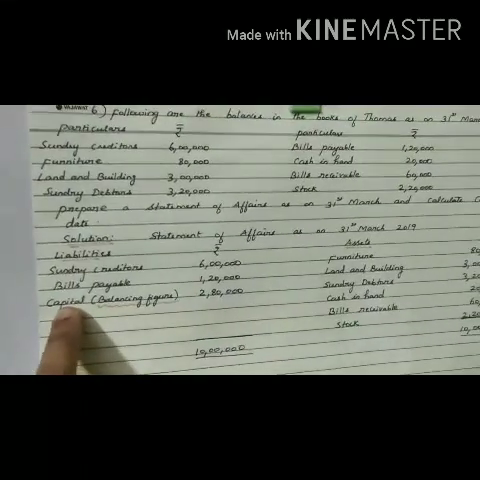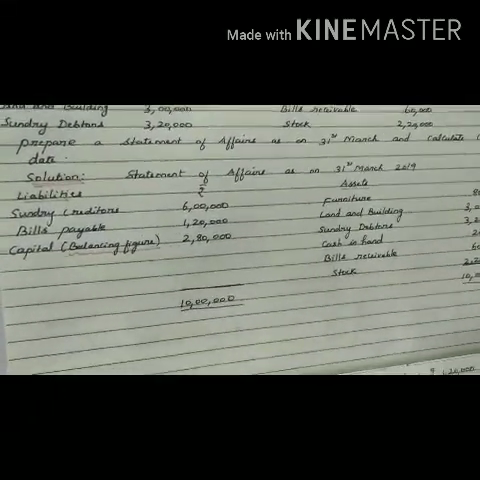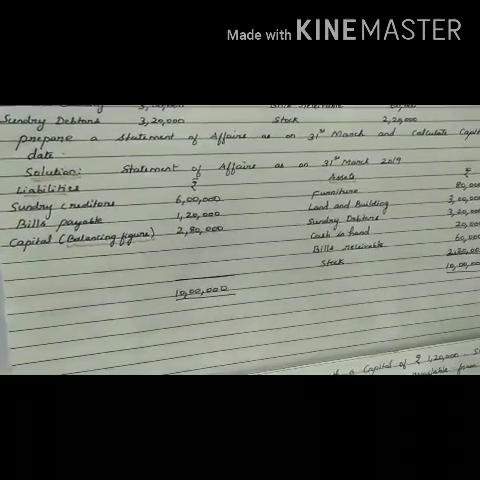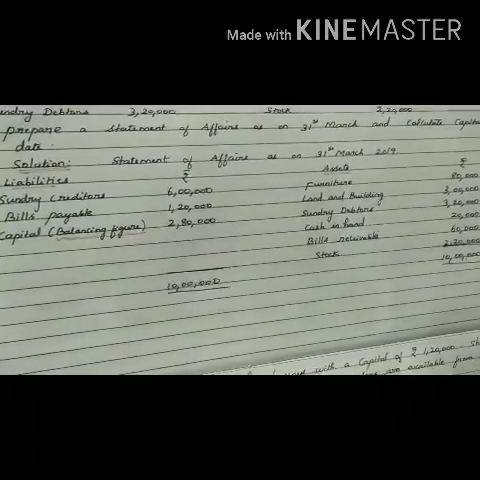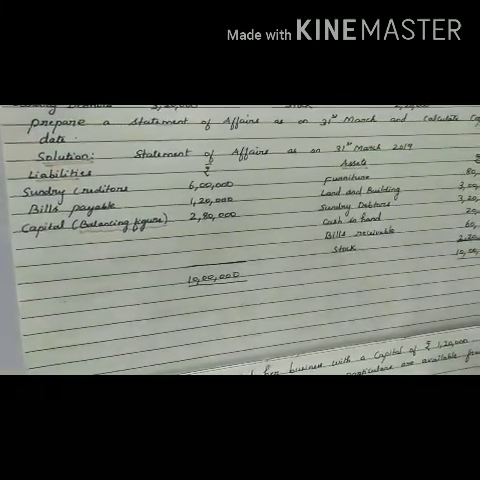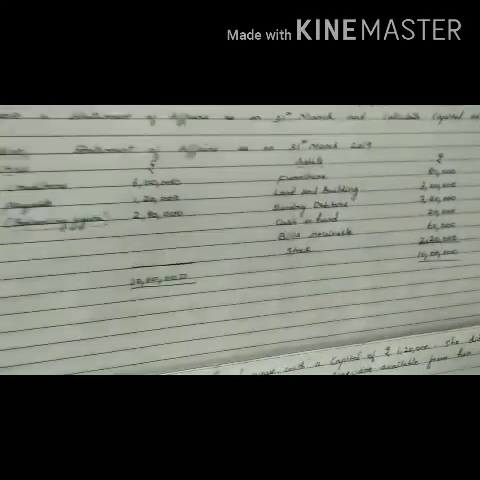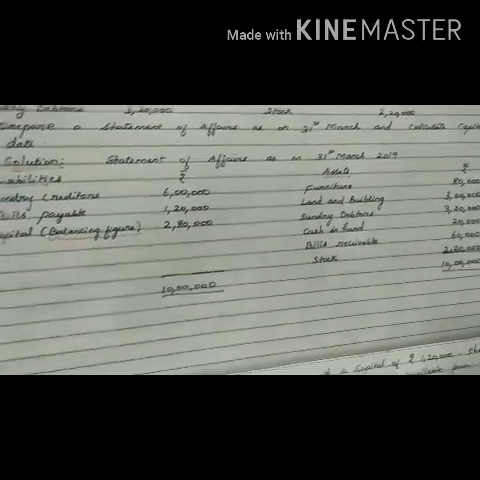So this is called statement of affairs. Statement of affairs is similar to a balance sheet, having liabilities and assets. The difference between the assets and the liabilities gives us the capital. This statement is mainly prepared to find out the capital.